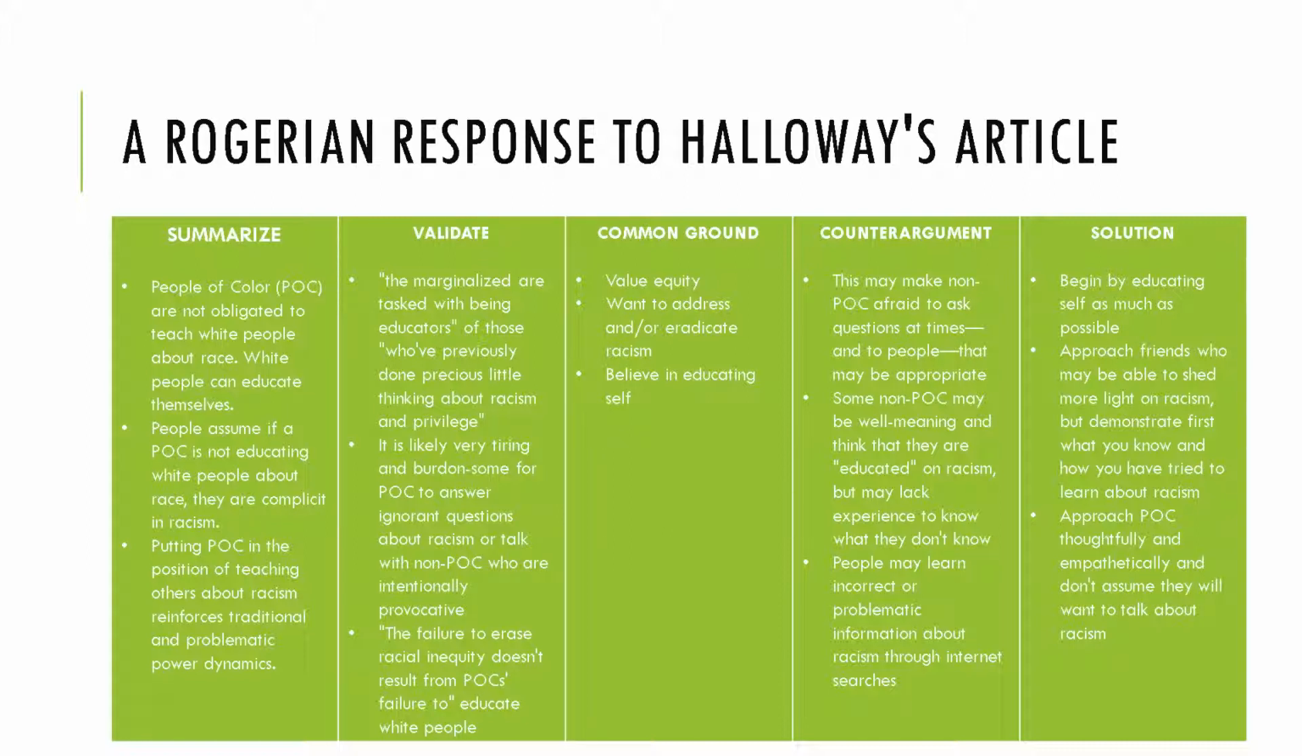Some of the points that the author makes that I can validate, I can see the person's point in certain contexts or certain circumstances. Here, sometimes I pull quotes. The point the author makes: the marginalized are tasked with being educators of those who've previously done precious little thinking about racism and privilege. So that's something I can see. I can validate that person's argument that that's problematic. Another point is it's likely very tiring and burdensome for people of color to answer ignorant questions about racism or talk with non-persons of color who are intentionally provocative. That's one of the author's points.